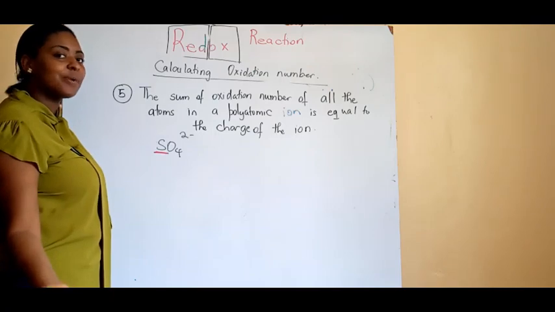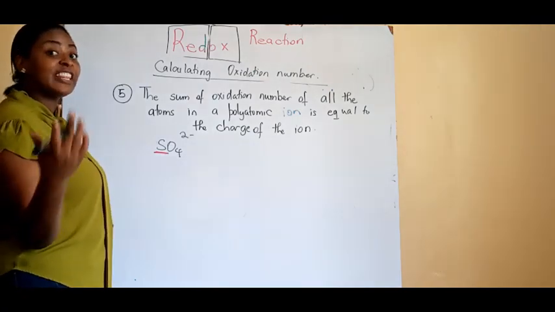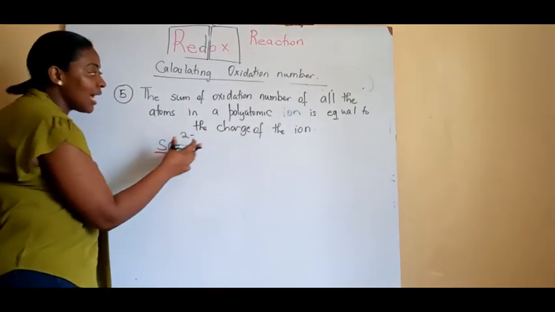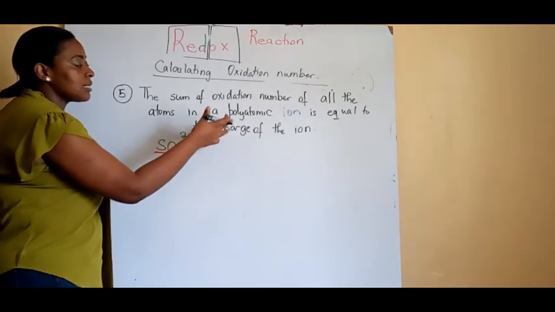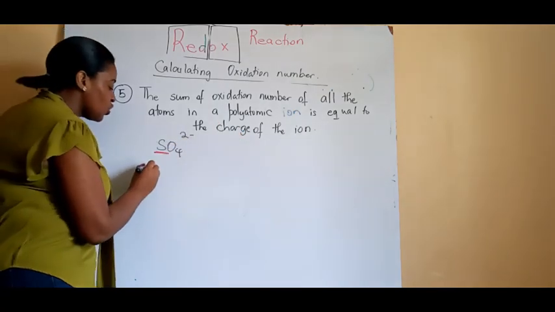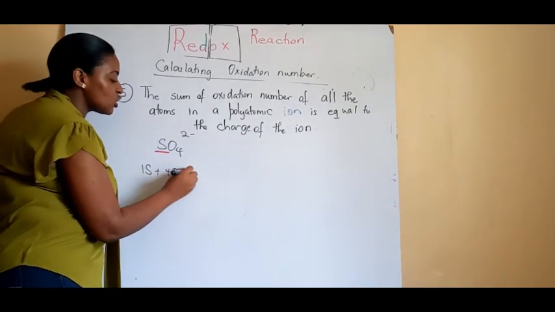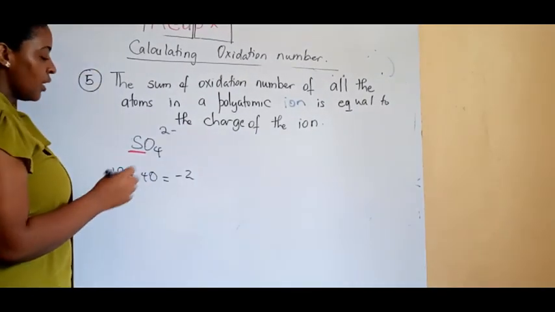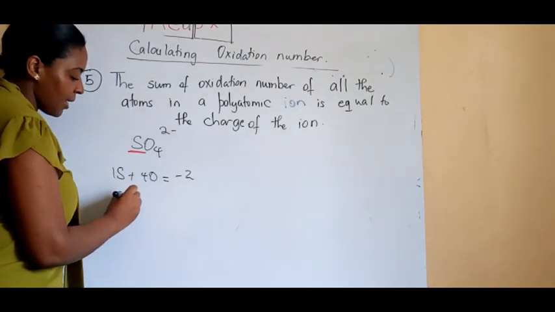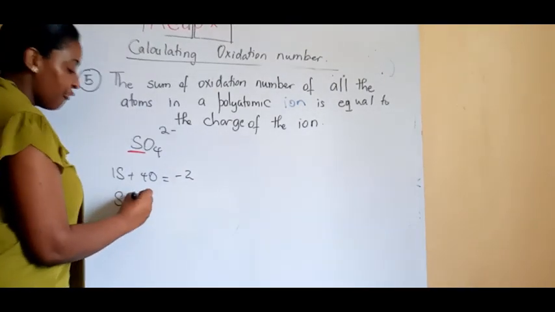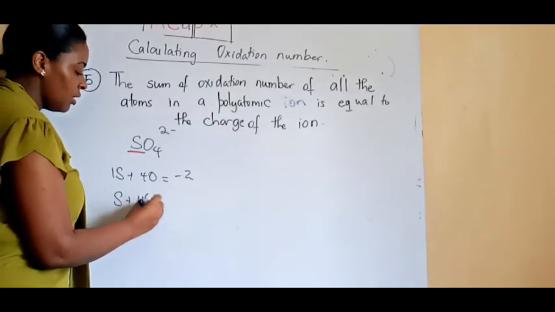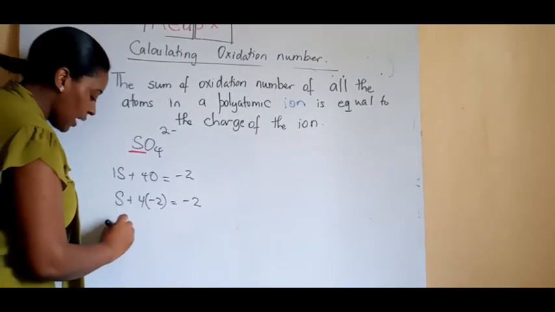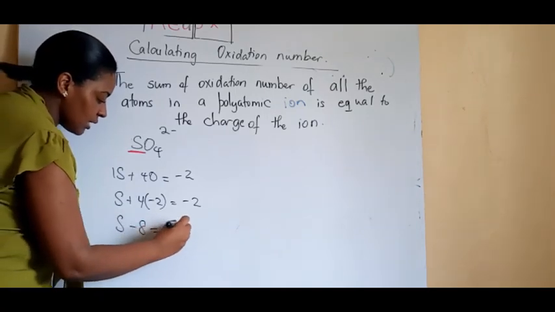We could be asked to determine the oxidation number of sulfur in the sulfate ion. So remember, the sum of the oxidation numbers of all the atoms in a polyatomic ion is equal to the charge. So 1 S plus 4 oxygen, the sum of these oxidation numbers is going to be negative 2. So we want to find S, we write S plus 4 oxygen. Oxygen is always minus 2. 4 multiplied by negative 2 equals negative 8. So S minus 8 equals negative 2.